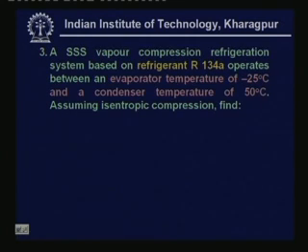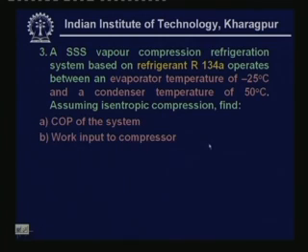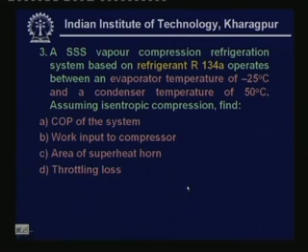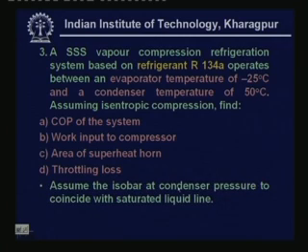So, let me explain the third problem. The third problem is another simple problem. This is a saturated single stage vapor compression refrigeration system based on refrigerant R134a, which operates between an evaporator temperature of minus 25 degrees centigrade and a condenser temperature of 50 degrees centigrade. So, evaporator and condenser temperatures are specified, and assuming isentropic compression, we have to find the COP of the system, find the work input to the compressor, find the area of the superheat horn, and finally find the throttling losses. And assume that the isobar at condenser pressure coincides with the saturated liquid line. So, this is the information given to us.